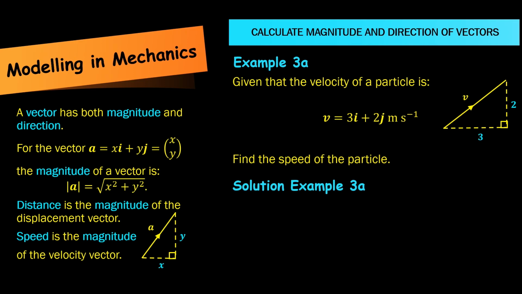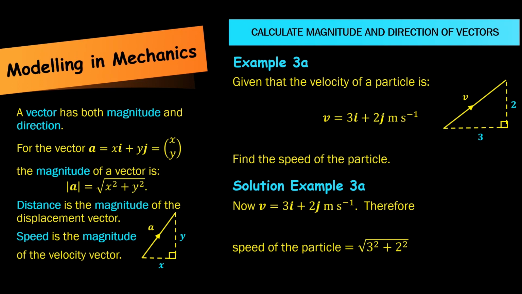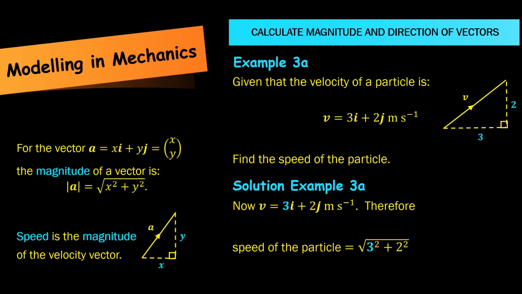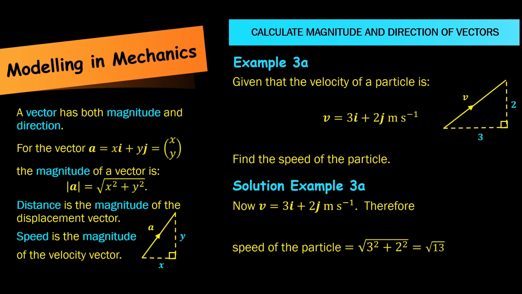So let's solve this. The speed of the particle, if we apply Pythagoras, is square root of 3 squared plus 2 squared. Here's 3, and here's 2. To give us square root of 13.